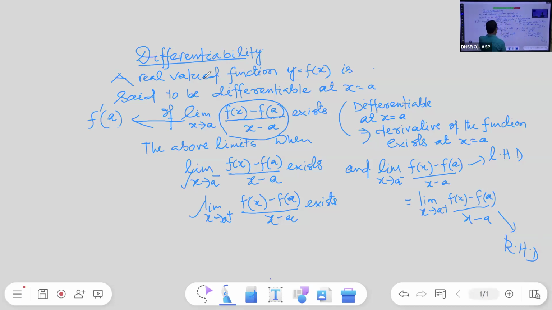Should I move forward? Okay. The next page. Page.